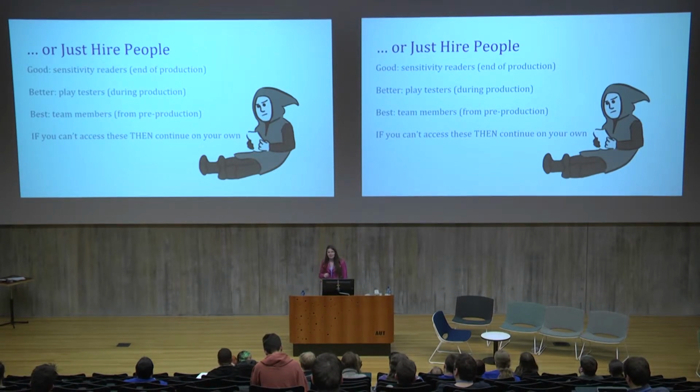Or alternatively, if you can't be bothered doing all that, or if you have money, you can just hire people from whatever group you're portraying. Good is getting sensitivity readers at the end of the project to take a look, make sure you haven't done anything hugely wrong. Better would be if you can get playtesters while you're producing a game just to give you feedback the whole way through. And then the best is if you have team members who are of that identity, because then you will have someone who is on board, understands your team dynamic, understands what you're doing, and can give you the best information for whatever you're up to.